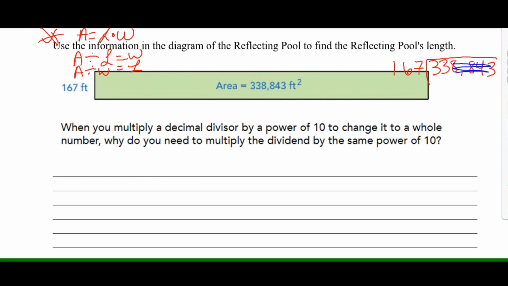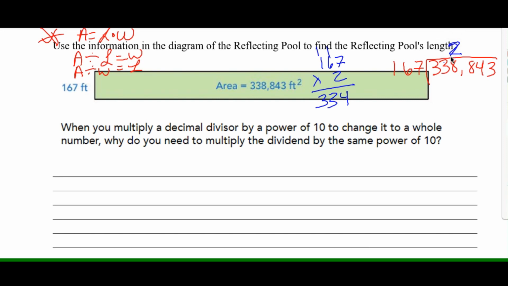Ask yourself, how many times does 167 go into 33? 0 times. So we're not going to put a number above this 3 right here, because place value is important. So we move to the next one. We ask ourselves, how many times does 167 go into 338? We can take a group of 167 out of 338. How many groups? 2 groups. Because 167 times 2 is 334. So I'm going to go ahead and subtract.